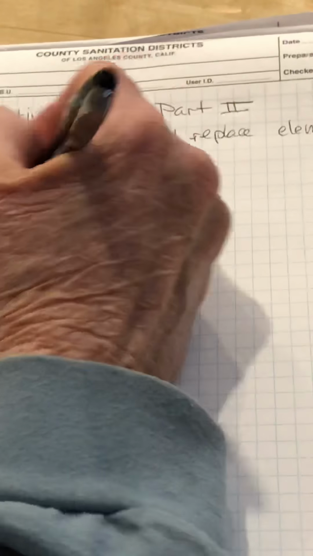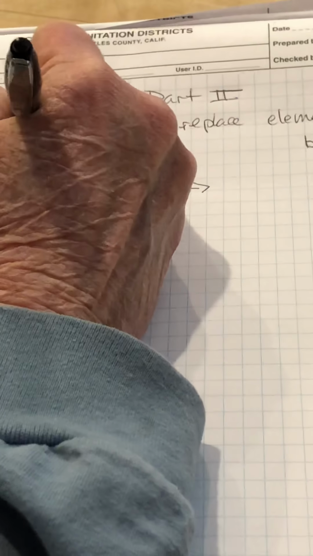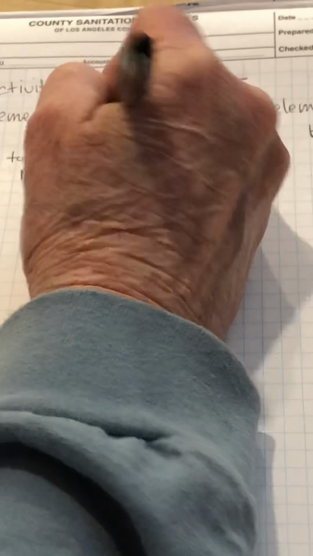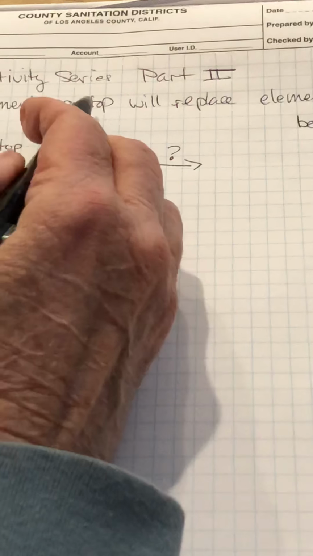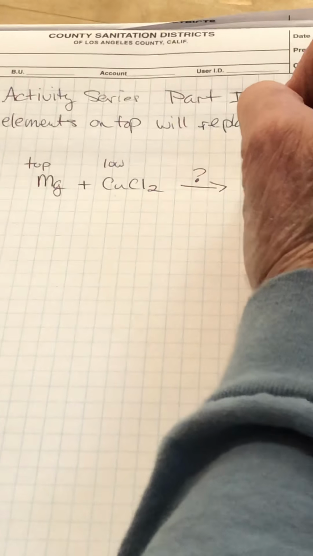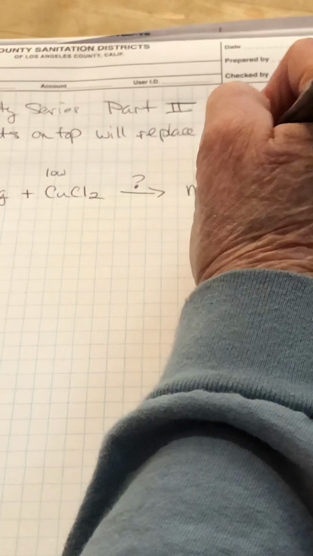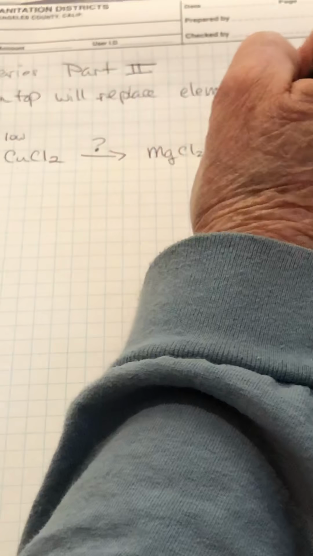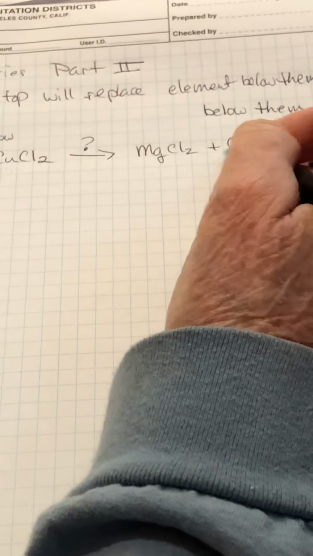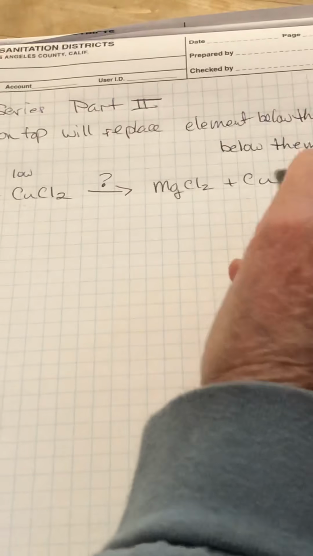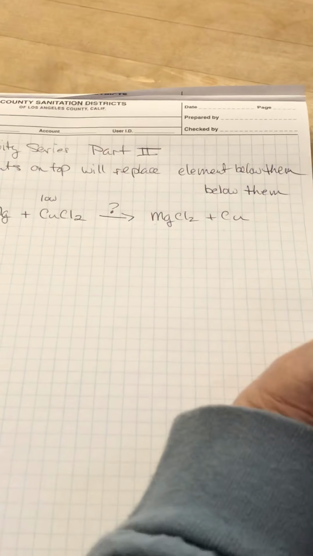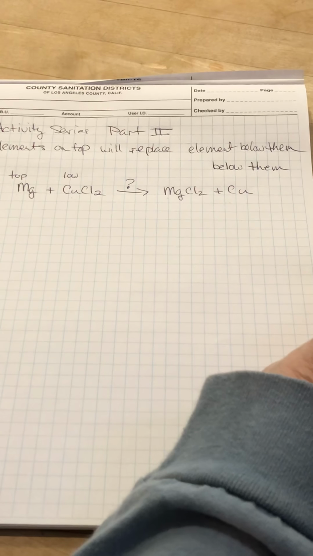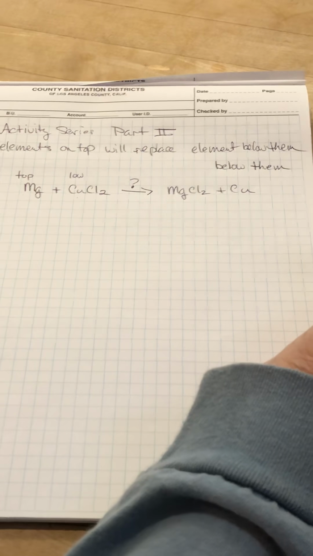So the element on the top and the element which is lower down will change places, since the element on top will replace an element below it. So that is going to produce MgCl2 plus copper. So copper is the guy that's gone off to the bar by himself because magnesium has cut in to dance with chlorine. So that reaction proceeds. And all we had to do was look at the activity series.